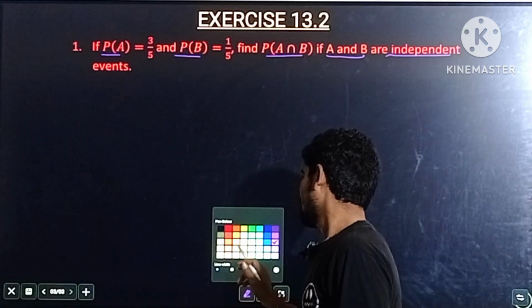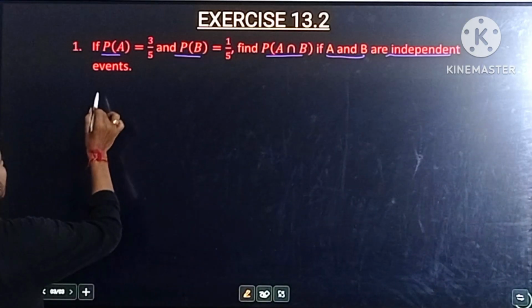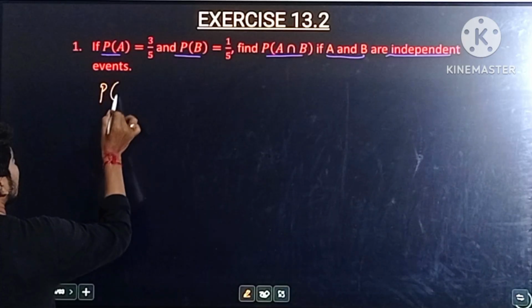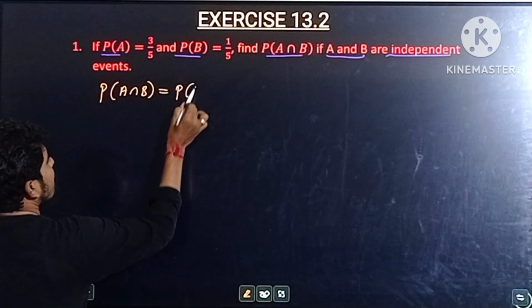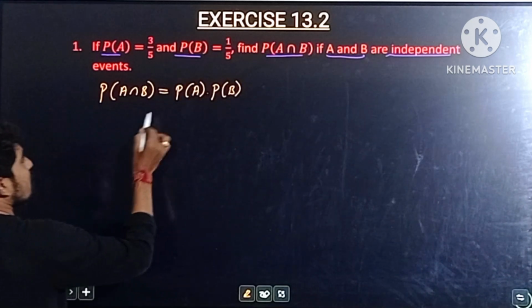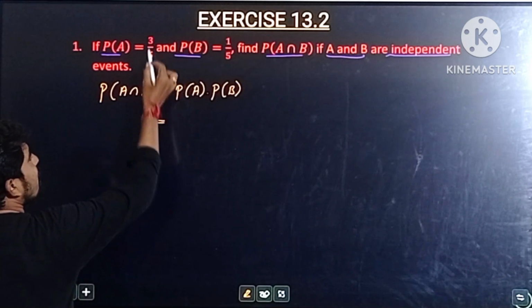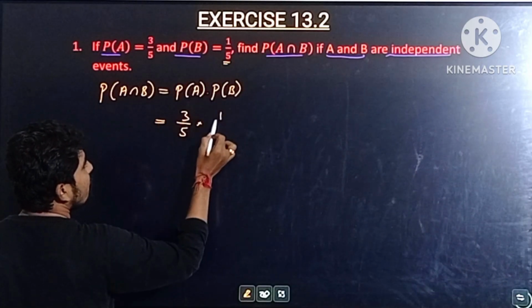We know that two events A and B are said to be independent events if the probability of A intersection B is equal to the probability of A into the probability of B. So directly substitute the values. The probability of A is 3 by 5 and the probability of B is 1 by 5.